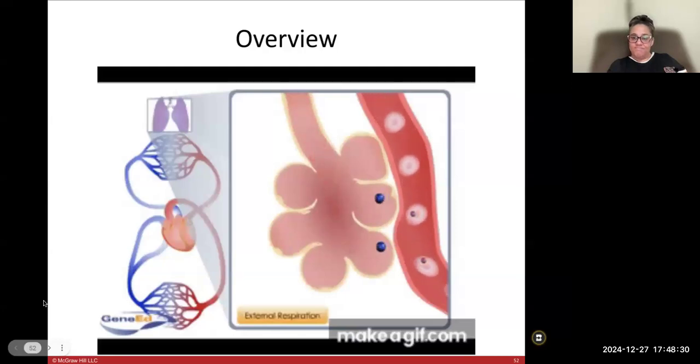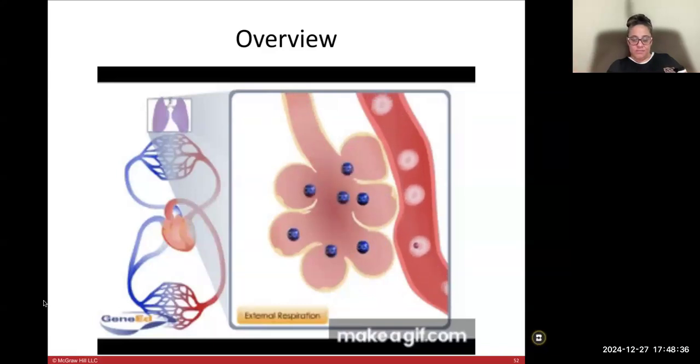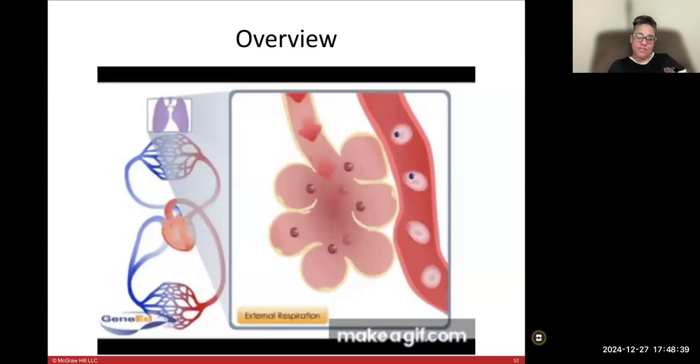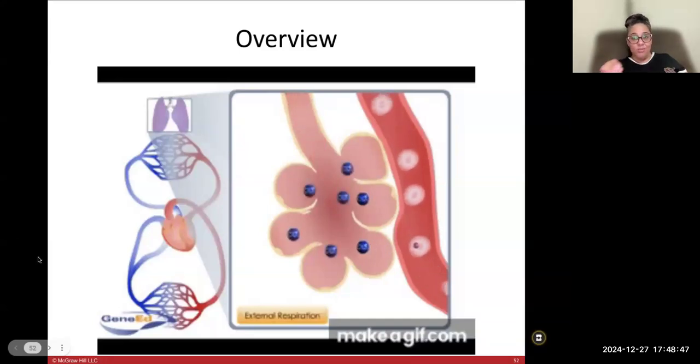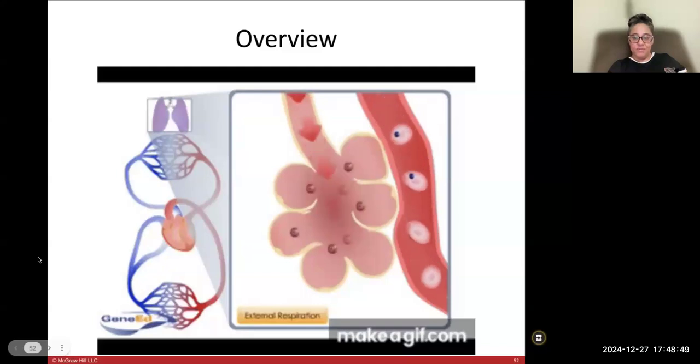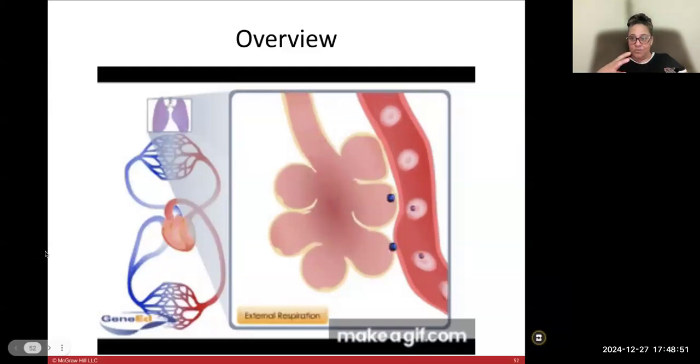This is just an overview. Oxygen coming in gets diffused into the blood and will push carbon dioxide out, and then we exhale it out. Just an oversimplified version of what's happening. And it's all being driven by diffusion. Where is the high concentration wanting to diffuse into the lower concentration?